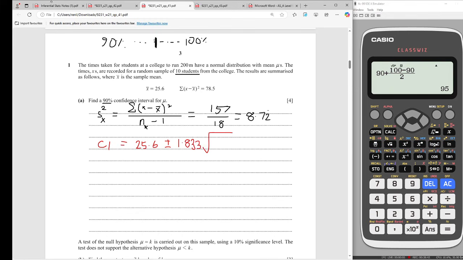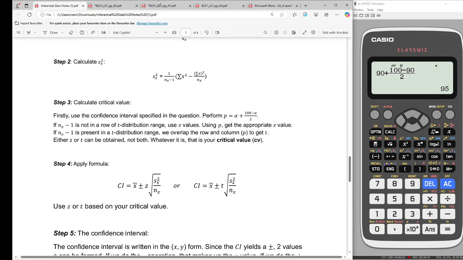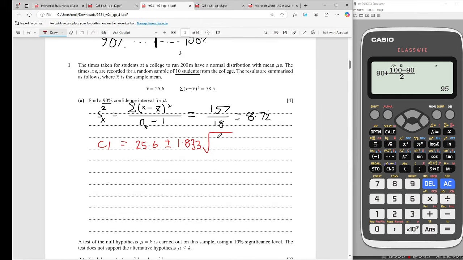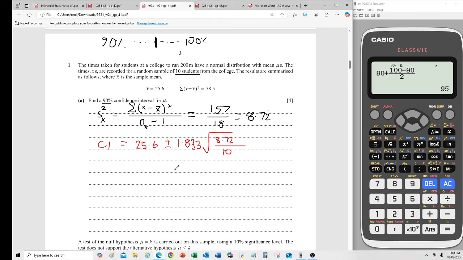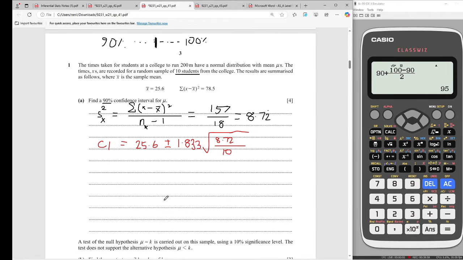We root that with S2 of x divided by number of terms of x. So basically 8.72 divided by number of terms of x, which is 10. Okay, so just perform this calculation, and what I'd like to do to solve these kind of questions, I'm going to show you right now.